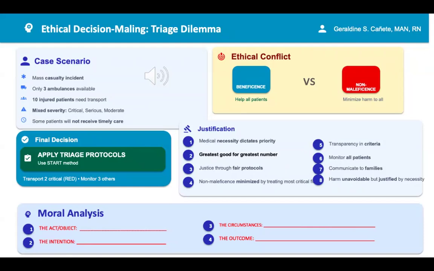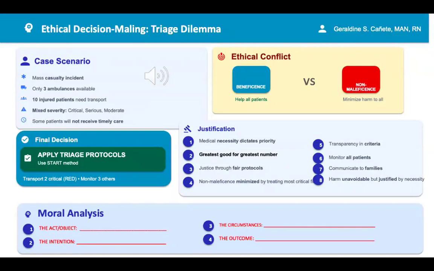Patients are then categorized into four groups. Immediate is red, delayed is yellow, minor is green, and expectant is black. Okay? Now, here's the justification for this decision. Medical necessity dictates priority.